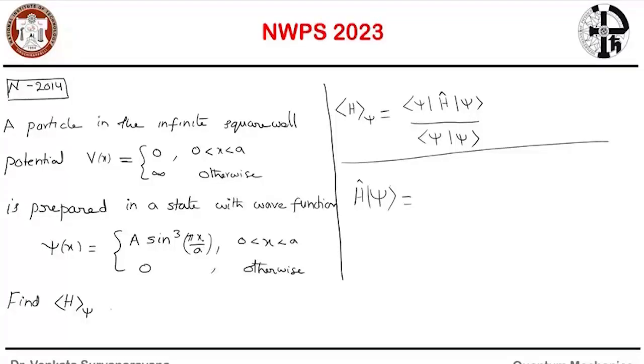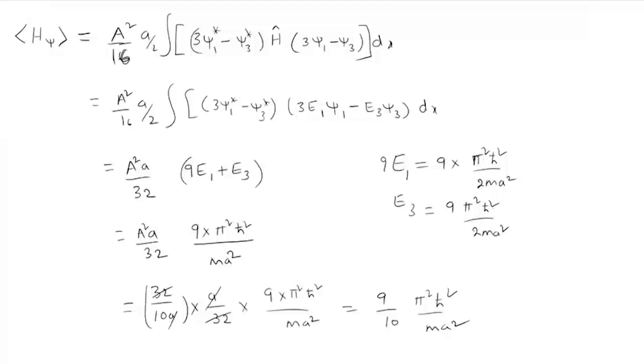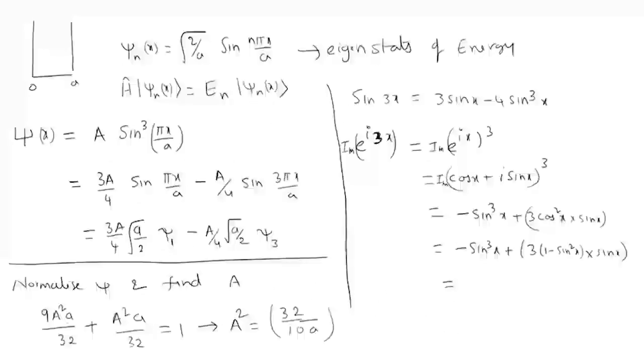Once you write psi in terms of eigenstates of energy, here we have written. Where did we write? Did we write anywhere? Can you show me that normalized part? Yeah, here. So here we have written psi in terms of normalized eigenstates.